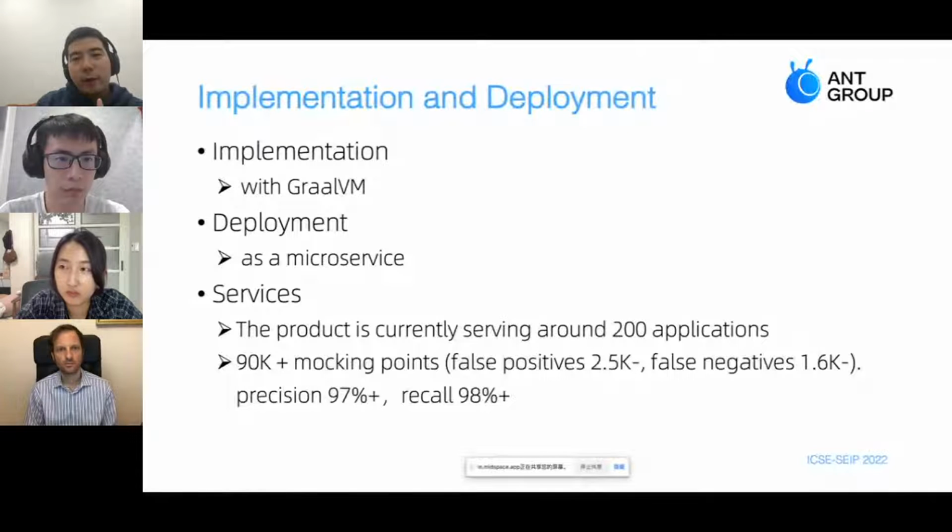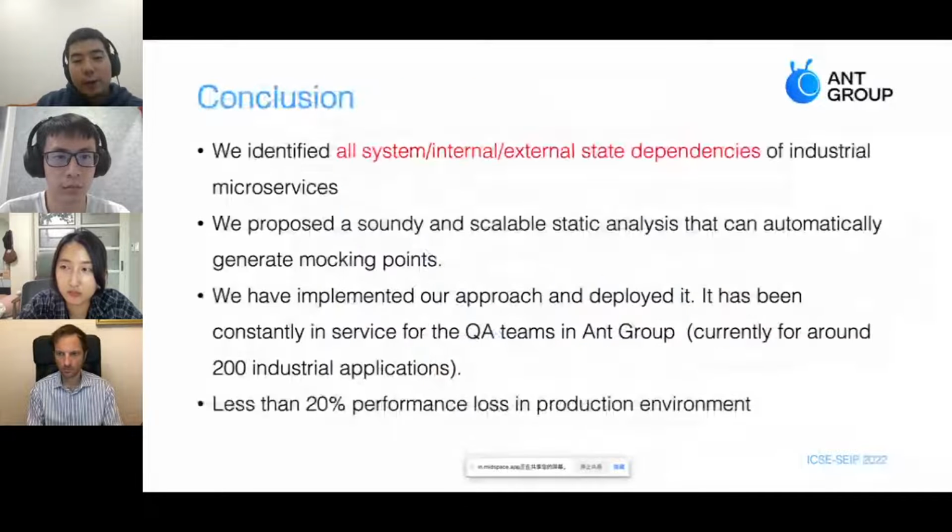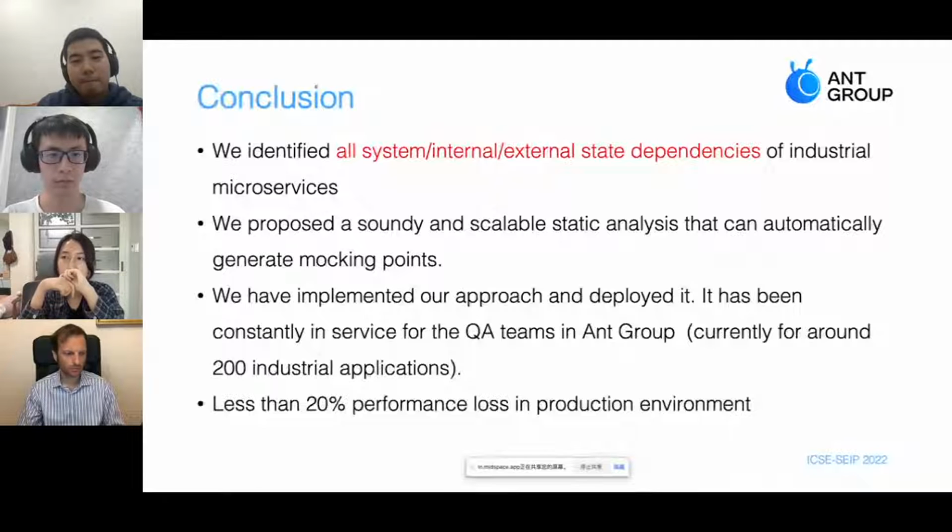We have deployed our methods as a microservice. It has served more than 200 applications inside Ant Group, and it helped find more than 90,000 mocking points, with precision more than 97%, and a recall rate more than 98%. And the conclusion about the performance: with our mocking points, we only have less than 20% performance loss in the production environment, and it's used by the QA teams in Ant Group.